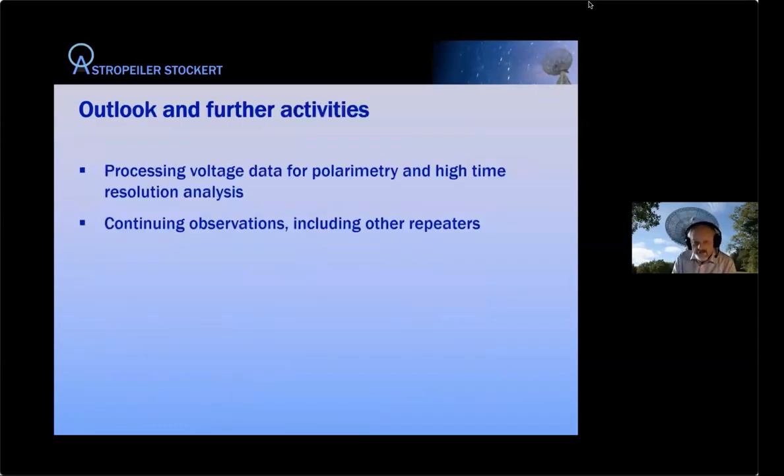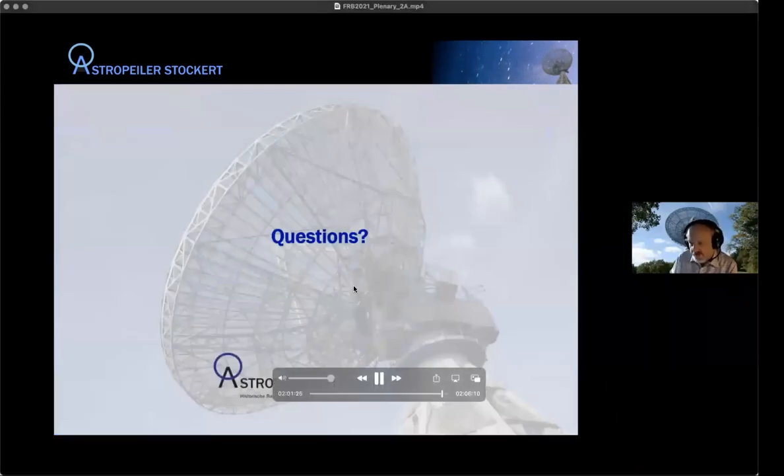The next steps will be to process the voltage data in order to do polarimetry, and we have seen in the talk by Kenzie that high time resolution analysis is interesting, so this will be done as well. And observations will continue. This will include other repeaters, and that has been started and has also been seen in the first results. So we are looking forward to what's going on in the future on these very bright pulses, and I'm happy to take questions.